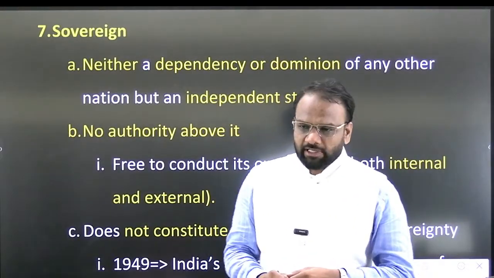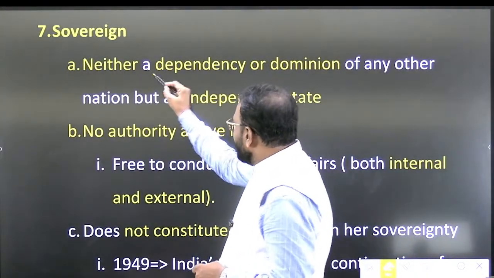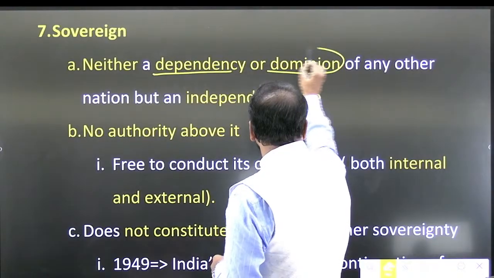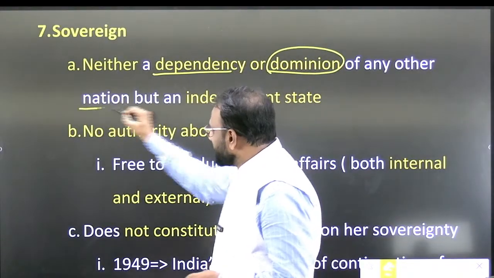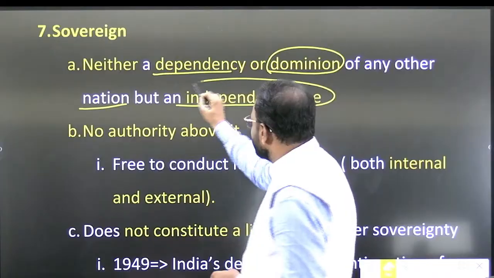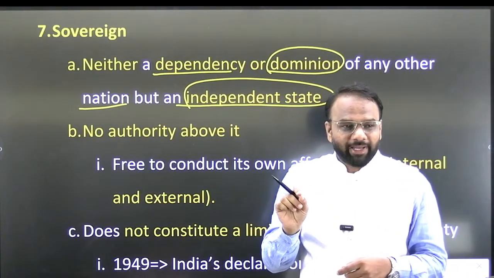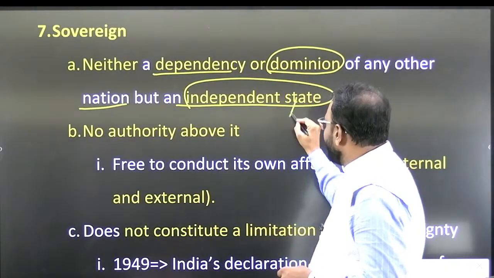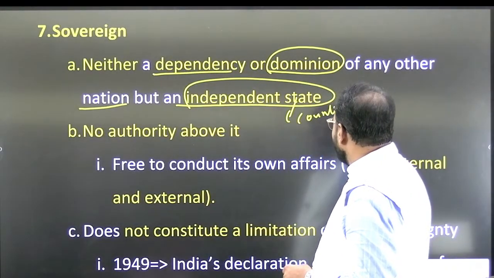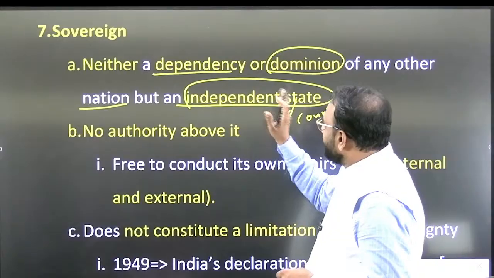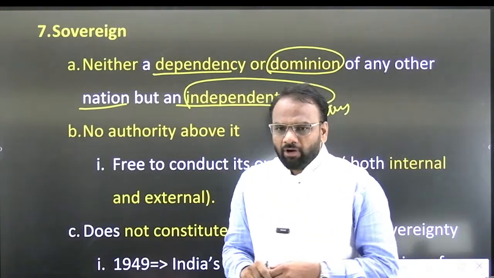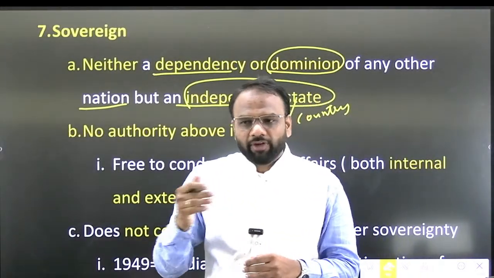Self-rule. Neither a dependency or dominion of any other nation, but an independent state. See here, again that term state appeared. Here state does not mean any state. It means independent country. Neither a dependency. In what way can you depend on others?